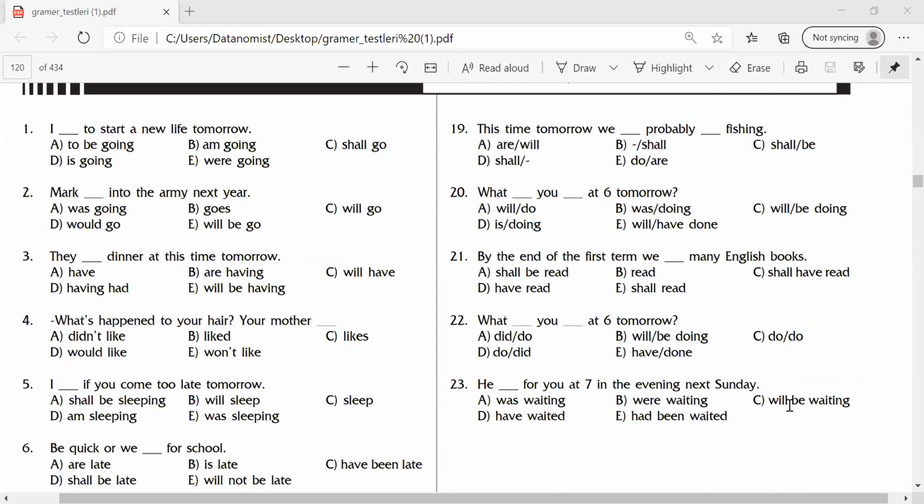What dash you at 6 tomorrow? Fine. You know, it depends on intention. Fine. So option I have only A. What will you do at 6 tomorrow? See, yeah, okay, I'll wait for your answer. Give me 21st one.